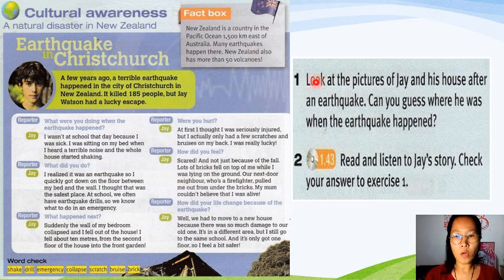Okay, question number 1. Look at the pictures of Jay and his house after an earthquake. Can you guess where he was when the earthquake happened? Jadi di manakah dia semasa earthquake itu berlaku? Okay, dia berada di rumah dia dekat tingkat 2. Okay, so read and listen to Jay's story. Check your answers to exercise 1. Okay, so just now we listened to the passage and I have explained about the passage as well. Okay, so he was in his bedroom.